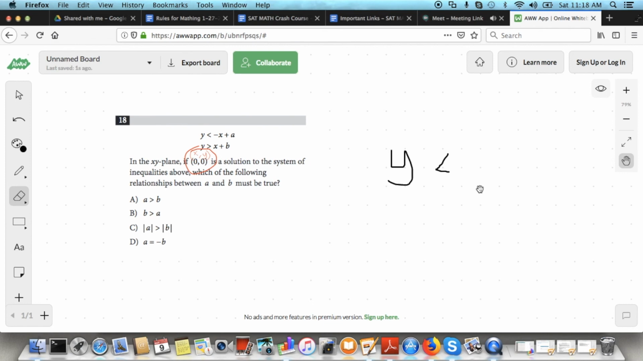So I'm going to take the first inequality. And remember, y is 0, so I'm going to plug in a 0 for y. 0 is less than negative x, which would be negative 0, plus a. And then in the second inequality, same thing: 0 is greater than, and x is 0 as well, 0 plus b. Stop, take a look at this right here. Does it make sense what I've done there? Yes or no, guys? Make sense? All right, I've just plugged in 0 for x and 0 for y and recopied the inequalities. Hudson, can you simplify that for me?